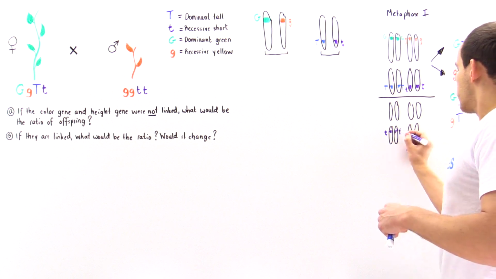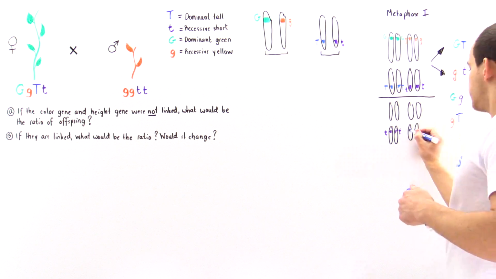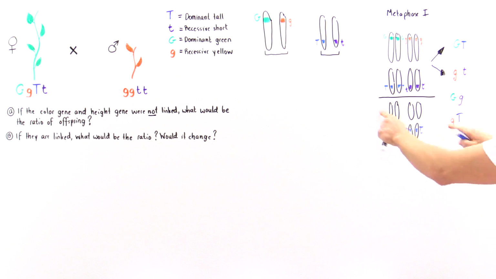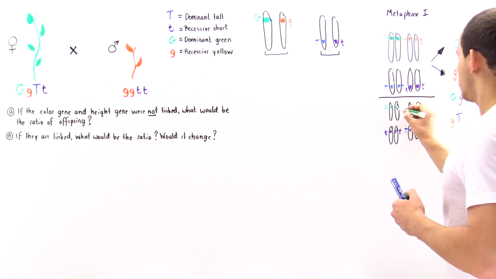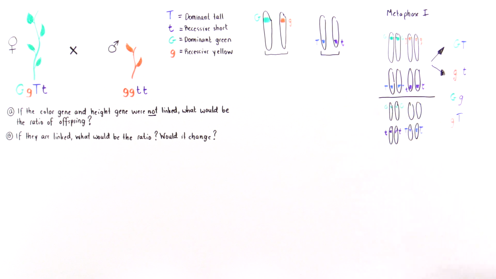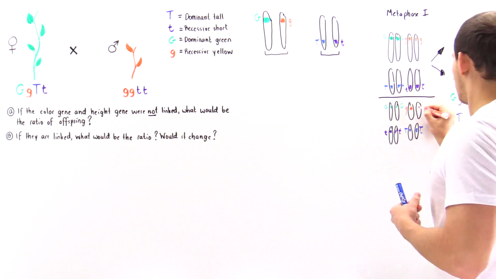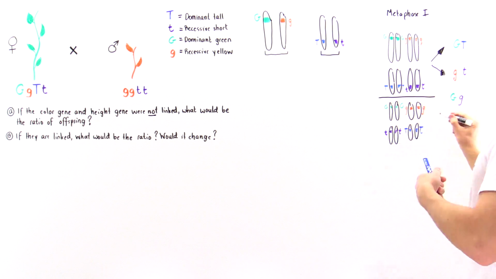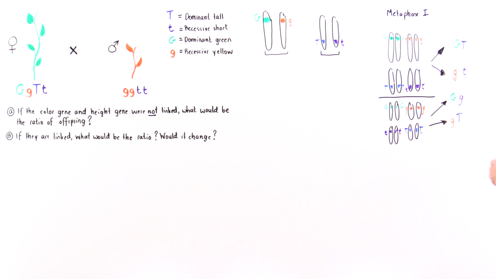This will be lowercase t, lowercase t. This one will be uppercase T, and all I'm doing right now is switching these two chromosomes. These two stay the same. So we have G, G, and then we have our lowercase g, okay? If this is the arrangement of the cells, then we form this gamete and this gamete, these two types of gametes.